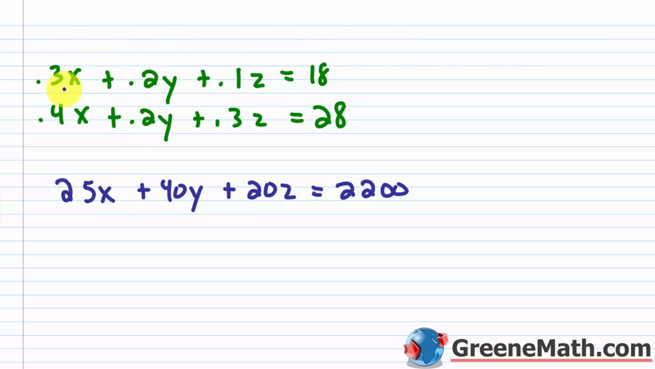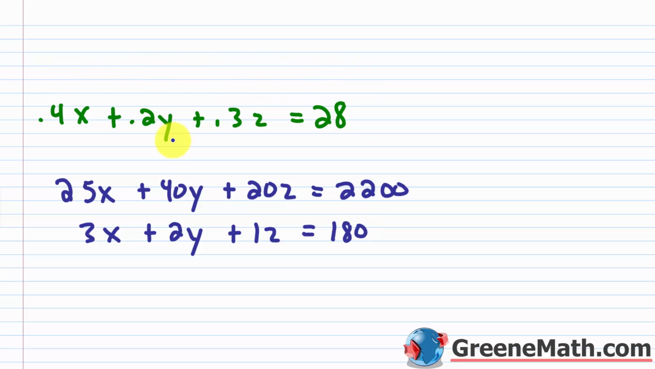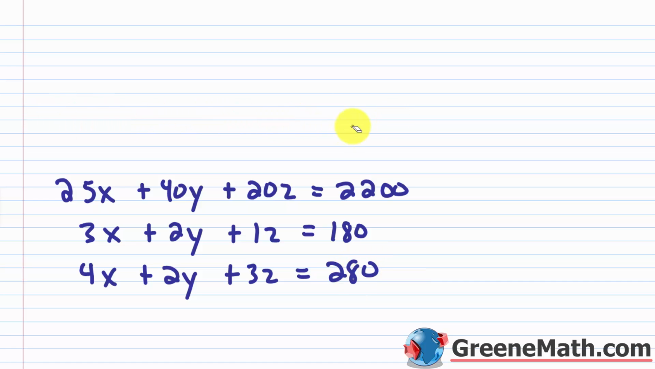And then for this one, I'm going to multiply everything by just 10, because that's all you need. So this would be 3x plus 2y plus 1z equals 180. So let's erase that. And then for this one, I only need 10 as well. So I'm going to have 4x plus 2y plus 3z equals 280. Okay, so let's erase this and let's scooch this up.